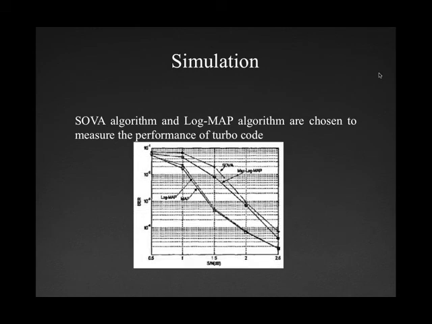The performance of these 4 algorithms is shown in this figure. We can find that the MAP algorithm performs best and the SOVA performs worst. We can also find that the log-map algorithm has nearly the same performance as the MAP algorithm, but its computation is much simpler, so I choose log-map algorithm. Since MAP, log-map, and max log-map are almost the same algorithm, the other one I choose is the SOVA algorithm.